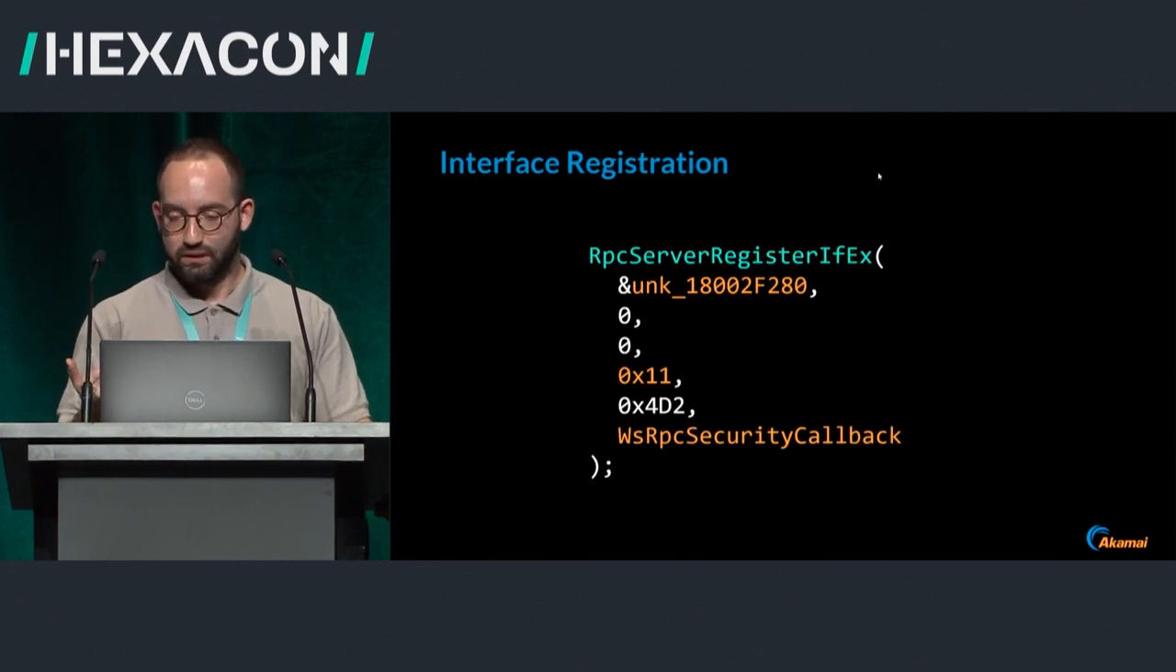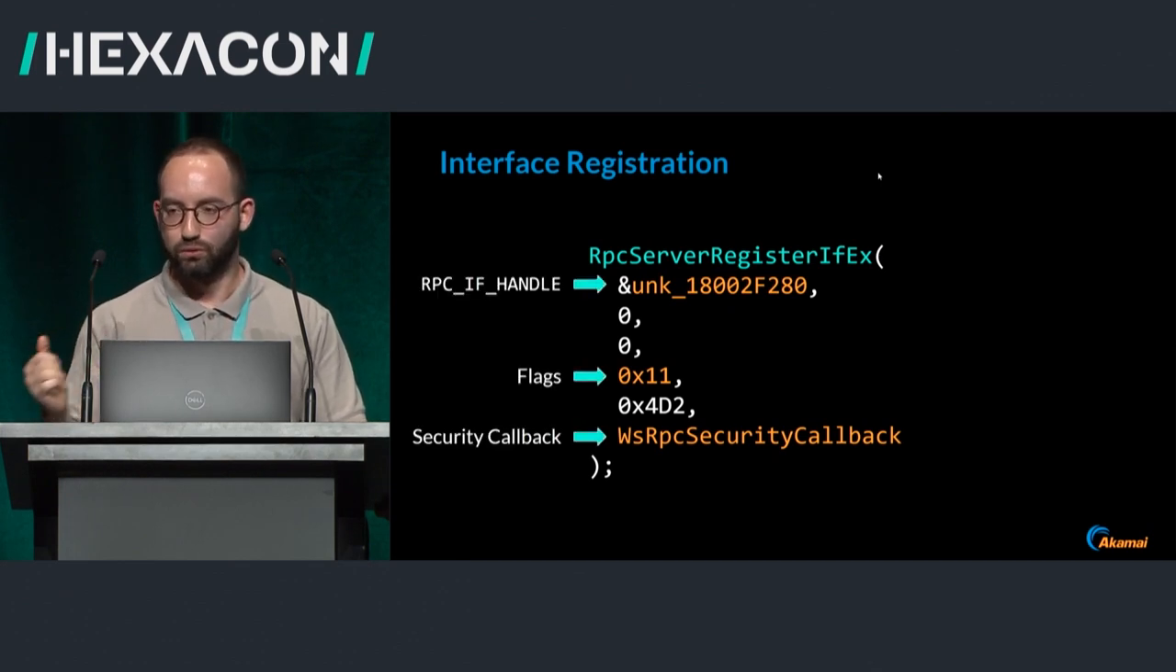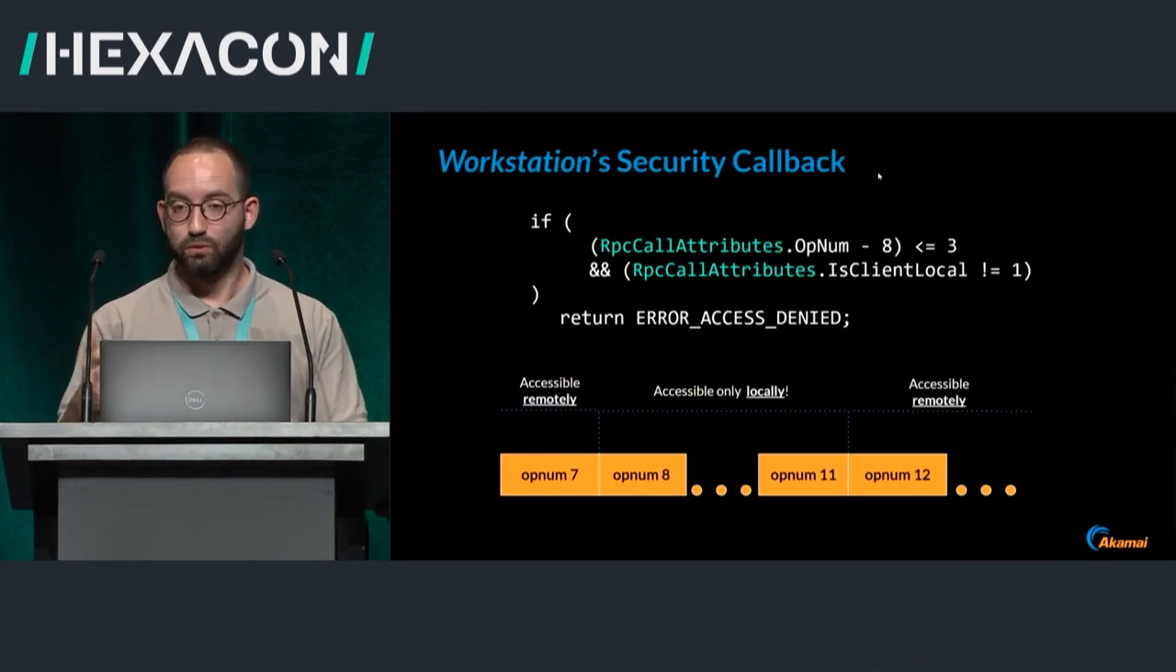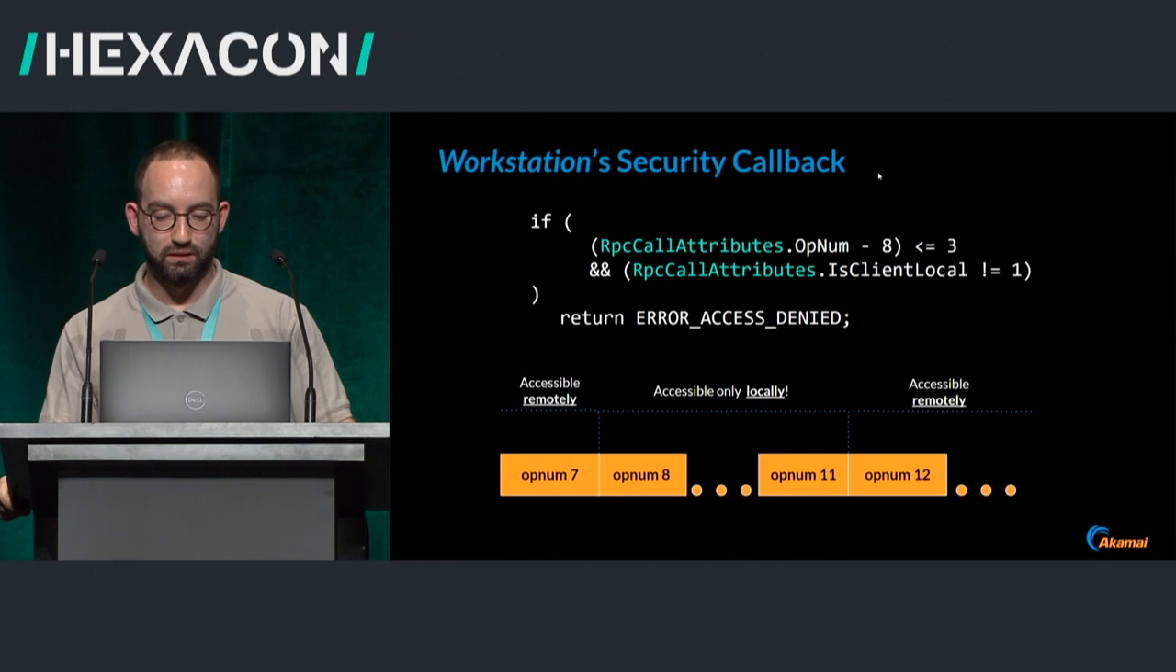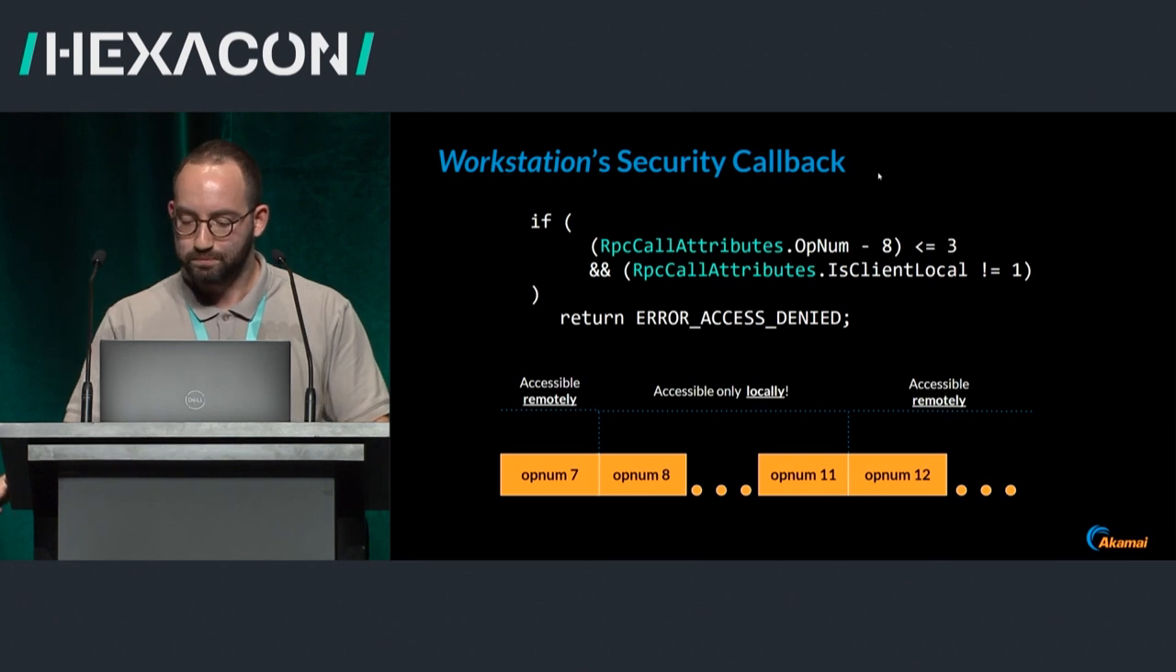This service exposes an RPC interface, and this is its registration. We have, of course, our pointer to the interface handle. But we can see that there are no flags that restrict the cache, which are hex 1480, and we have a security callback that is cached per interface, like the default behavior. Also, looking at the security callback, we can see a very interesting behavior. The security callback restricts opnums 8 through 11 to be only available locally. But since we have our bypass attack, we should be able to call them remotely if we want to.